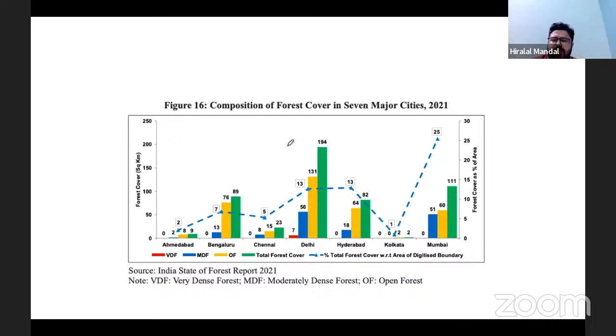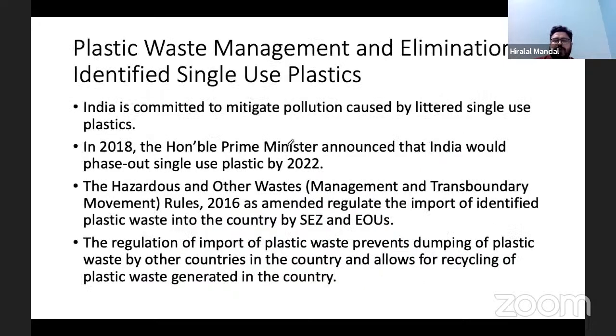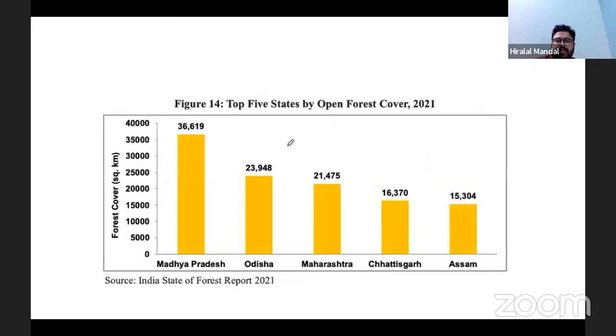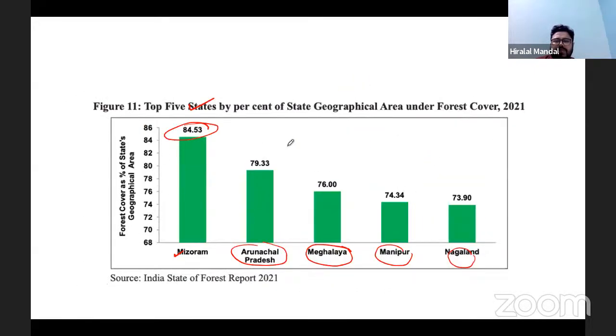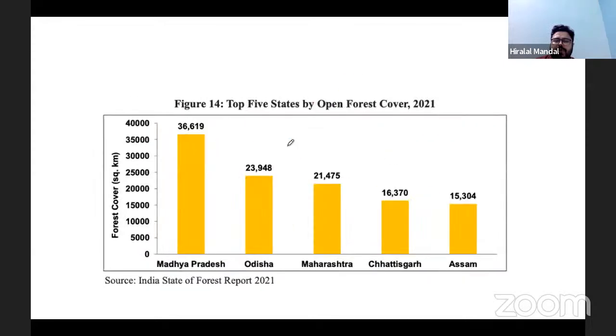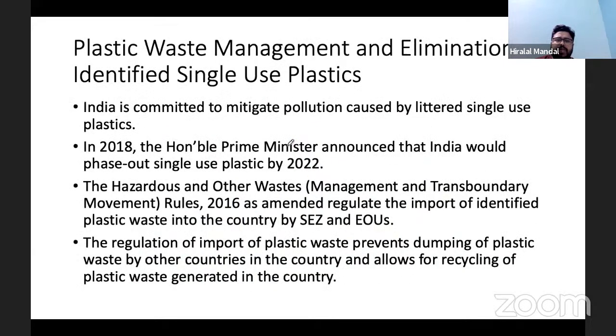Again, this is a composition. I would not advise you to go through this one. Okay, so that's what we have understood about the various data that can be asked about the forest cover. So whatever the data I've suggested, just go through that one only. The rest of the data you can avoid.